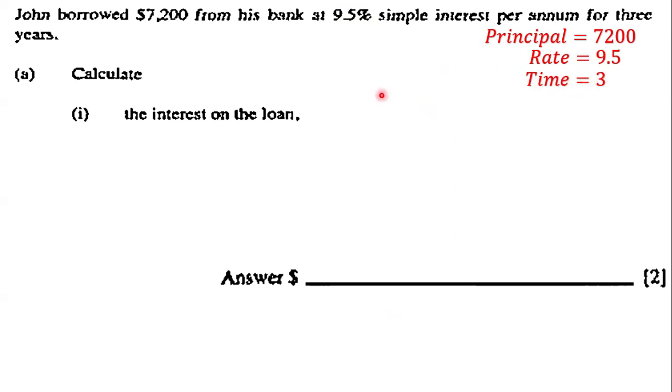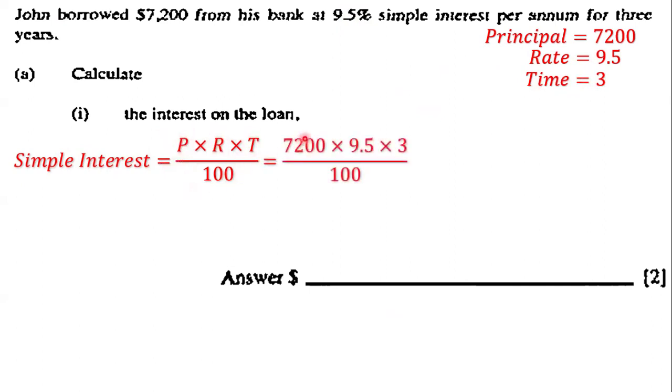And so we are going to use our simple interest formula. The simple interest formula states simple interest equals principal times rate times time all over 100. What is the principal? Well, the principal is the amount borrowed, which is 7,200. The rate is 9.5 and the time is 3, and we're going to put that all over 100.